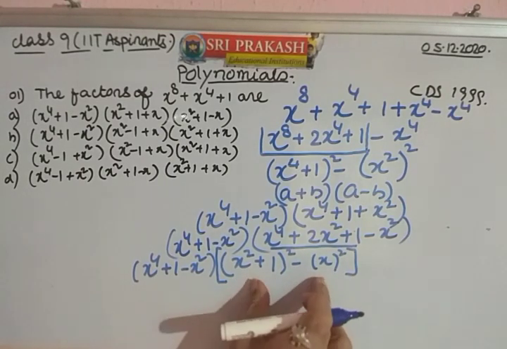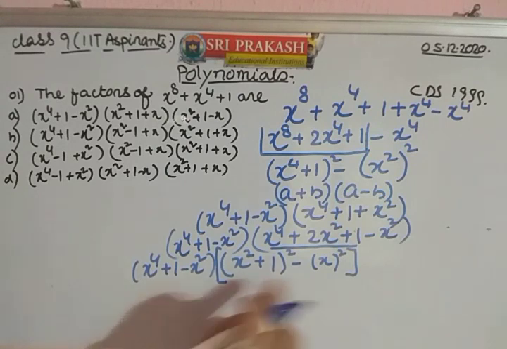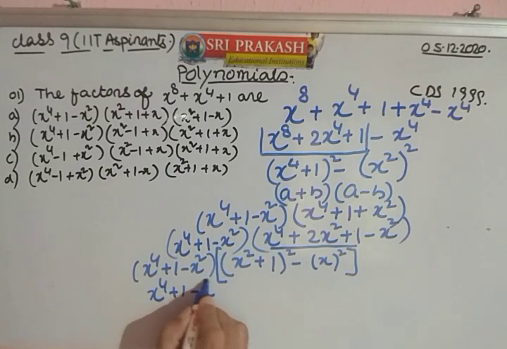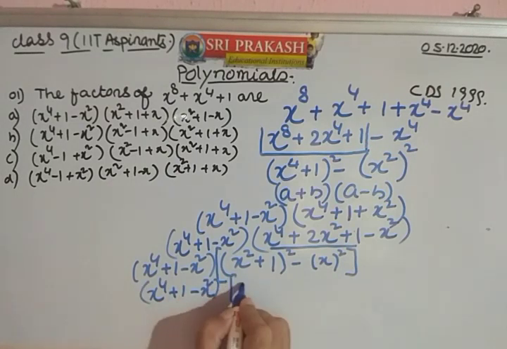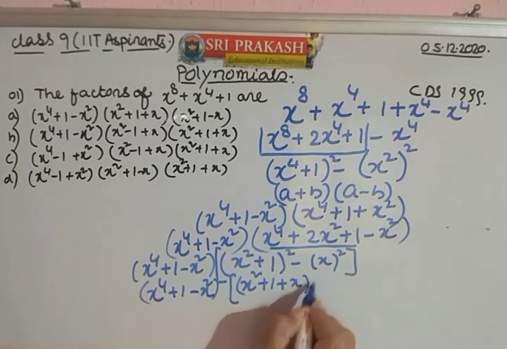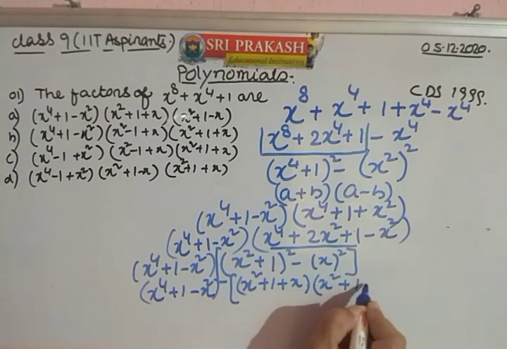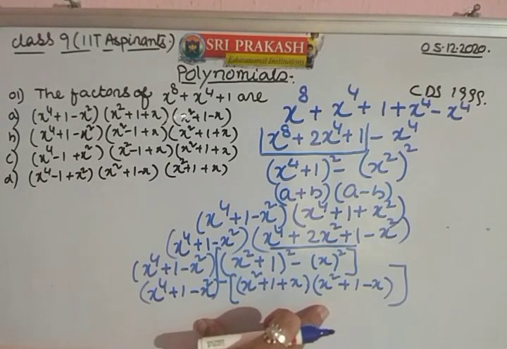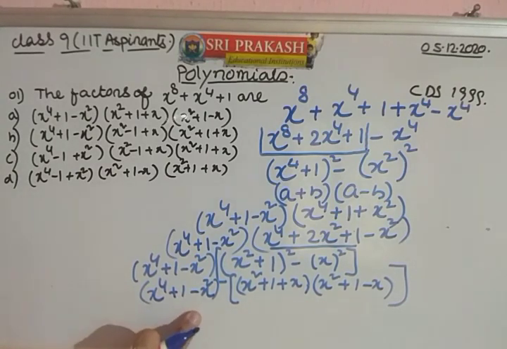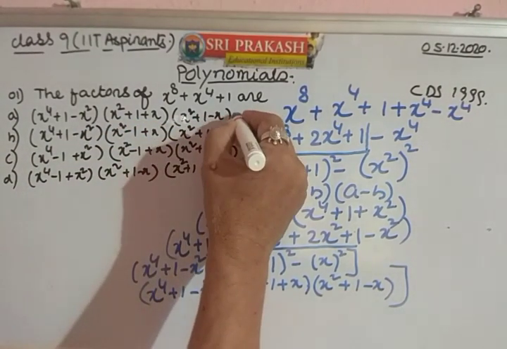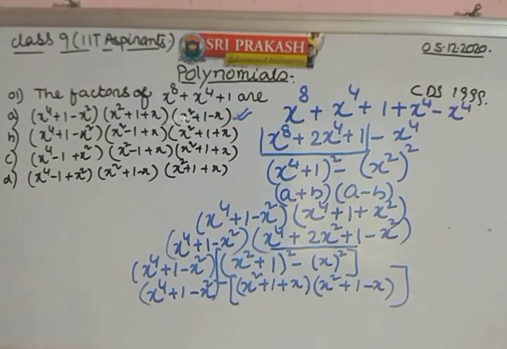So again this is in the form of a square minus b square. Let us write a plus b into a minus b: x square plus 1 plus x into x square plus 1 minus x. So let us check which option has these factors, a, b or c. A has x square plus x plus 1 and x square minus x plus 1. So a is your right option.